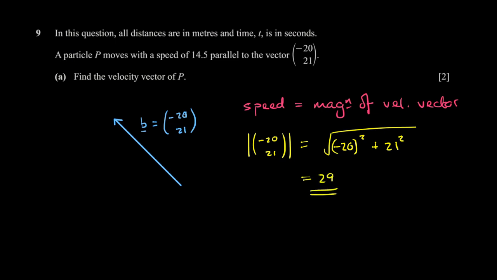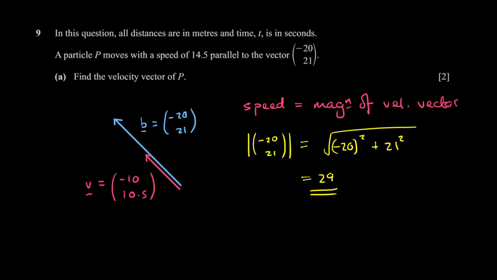So this vector here has got a magnitude of 29, but we don't want it to have a magnitude of 29. We want it to have a magnitude of 14.5. So how do we go from a vector of size 29 to a vector of size 14.5? Well, we have to divide by 2, right? Because the blue vector has got a size of 29, and we want this vector here to have a size of 14.5, so we just divide it through by 2. So in the end, our velocity vector is going to be negative 10, 10.5.